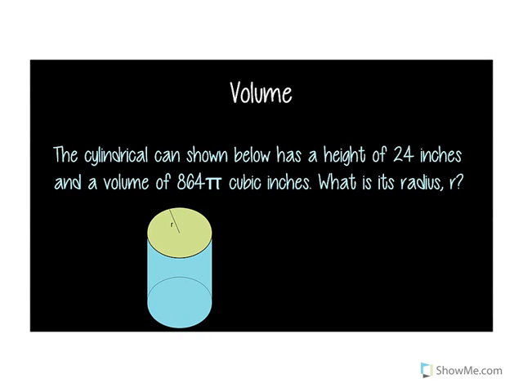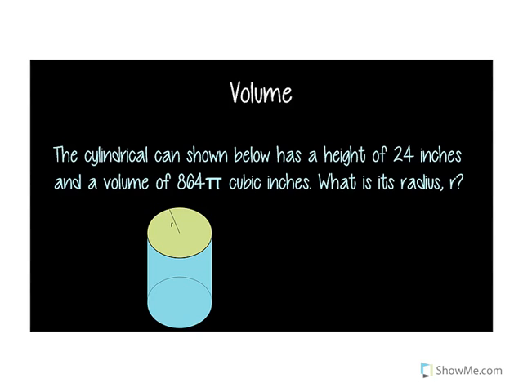Okay, here's an example of a volume problem. It says the cylindrical can shown below has a height of 24 inches and a volume of 864 pi cubic inches. What is its radius?